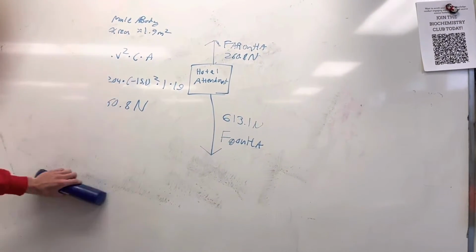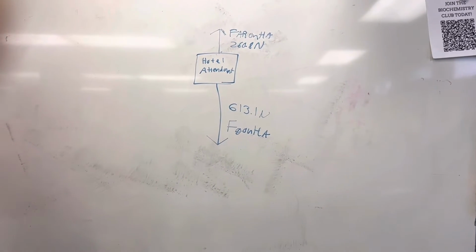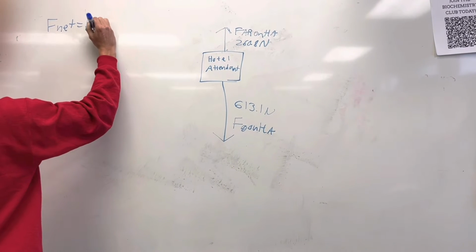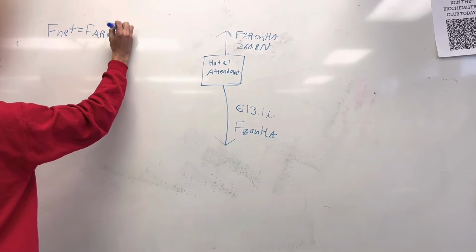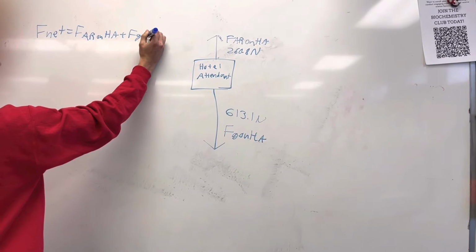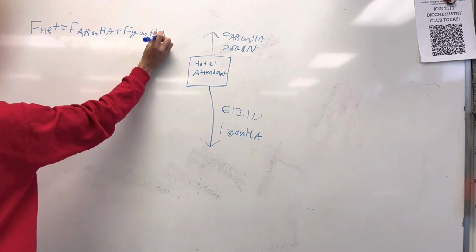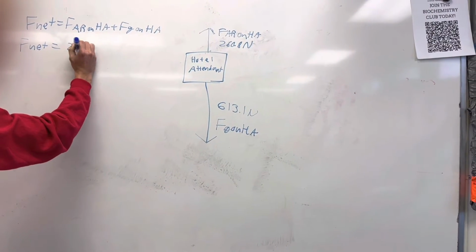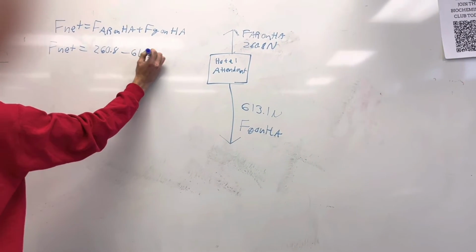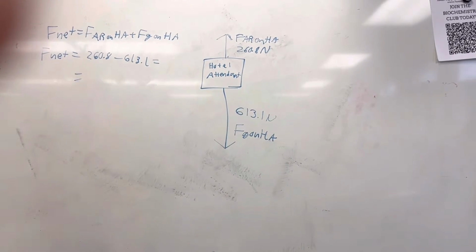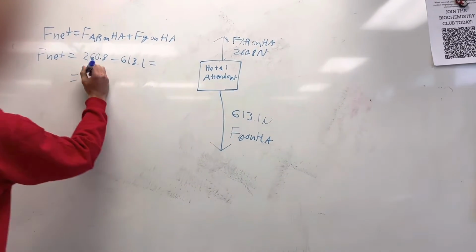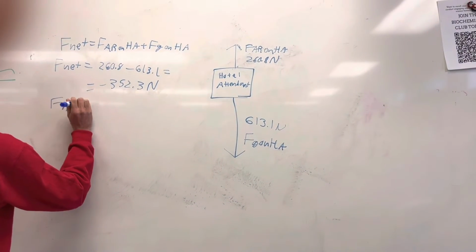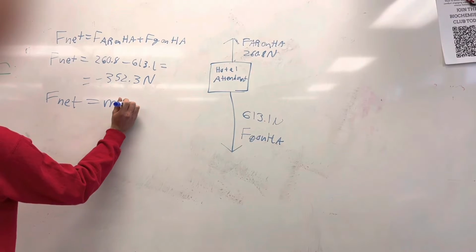But now we don't want to find a specific force. We want to find the net force. So we take both air resistance and gravity and add them up to get the net force. Adding them up would be 260.8 newtons plus negative 613.1 newtons, and we would get negative 352.3 newtons. So that would be our F net.